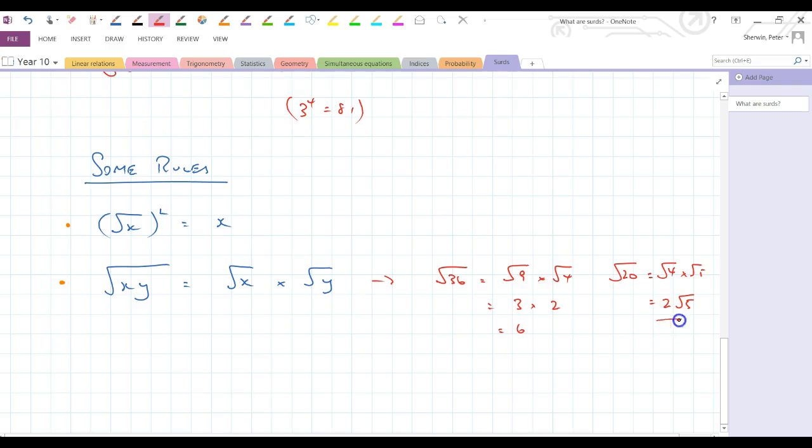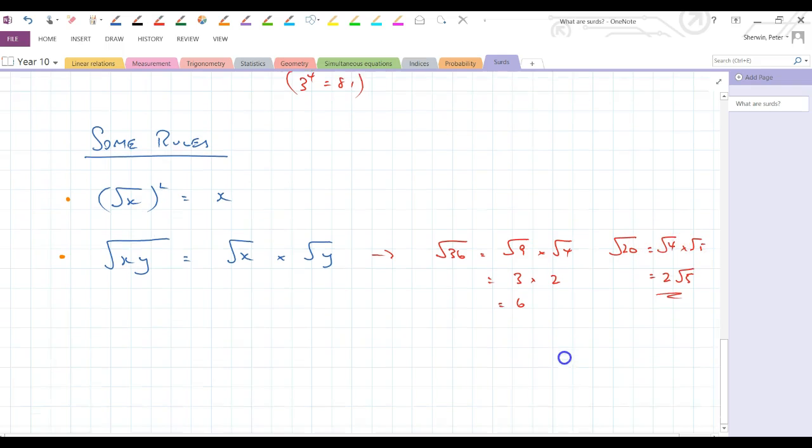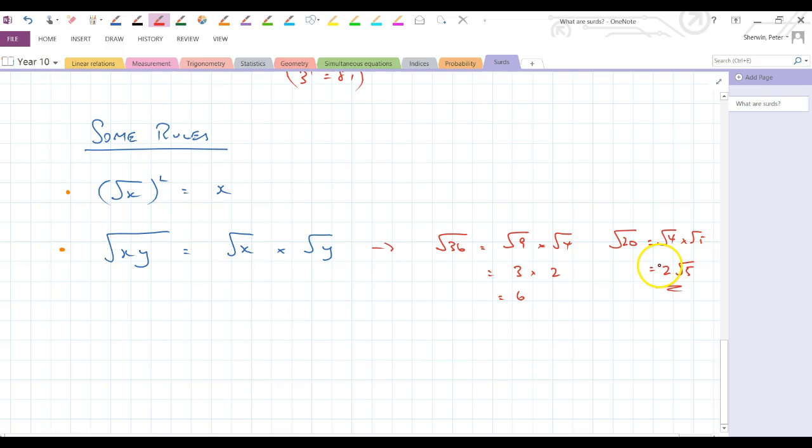So what I've done there is I've simplified square root of 20 by using one of its square factors, and I'm using this surd rule here that I can split up. So square root of 20 equals the square root of 4 by the square root of 5, which is 2 root 5. So that's how you simplify surds.